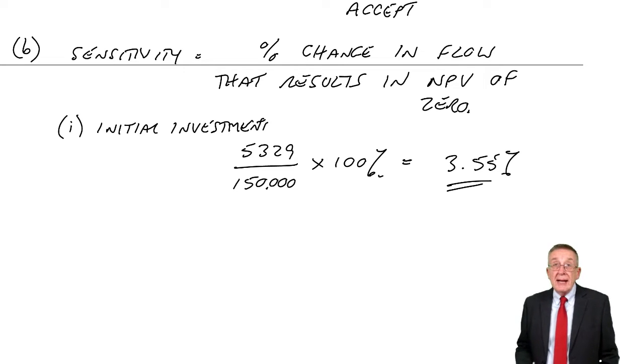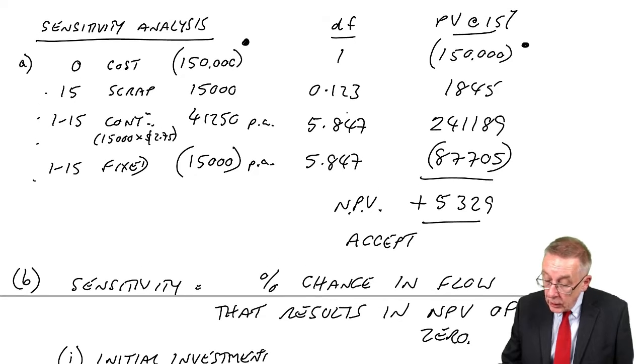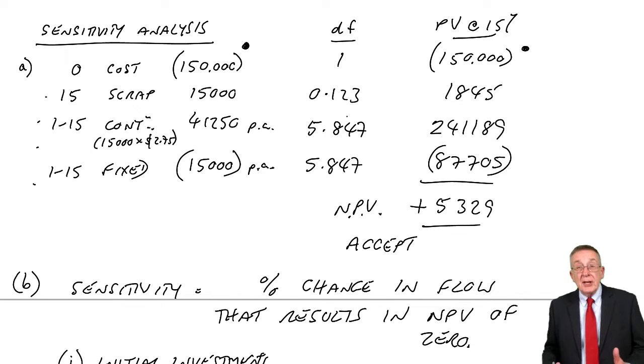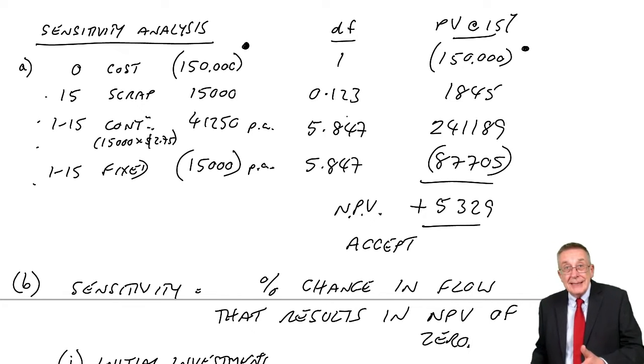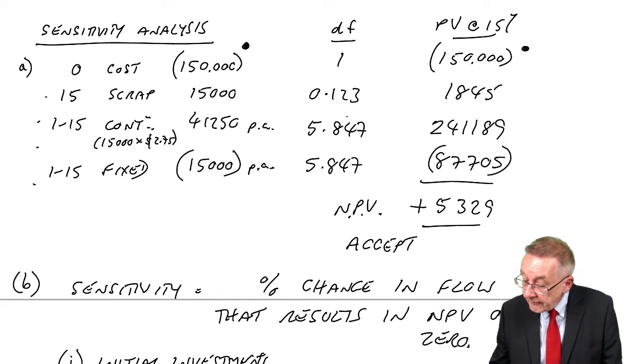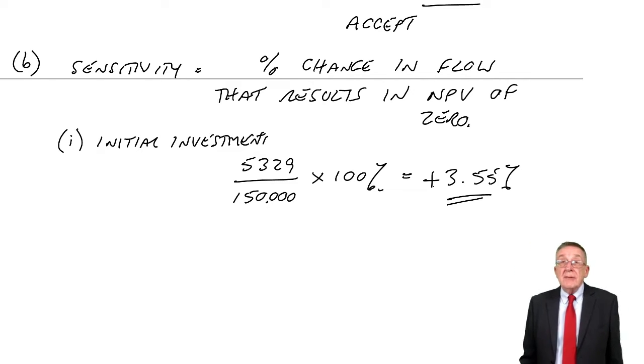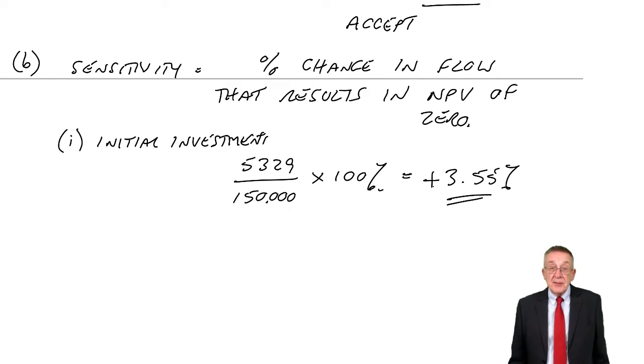Strictly, we should show a direction. What I mean is the cost. I hope clearly we're only concerned if the cost increases. If the cost falls, the NPV becomes higher. And so, strictly, we should put a sign. The sensitivity is plus 3.55%.